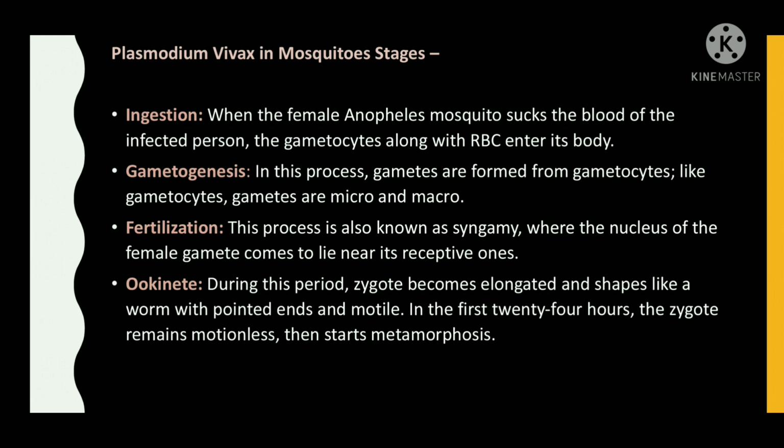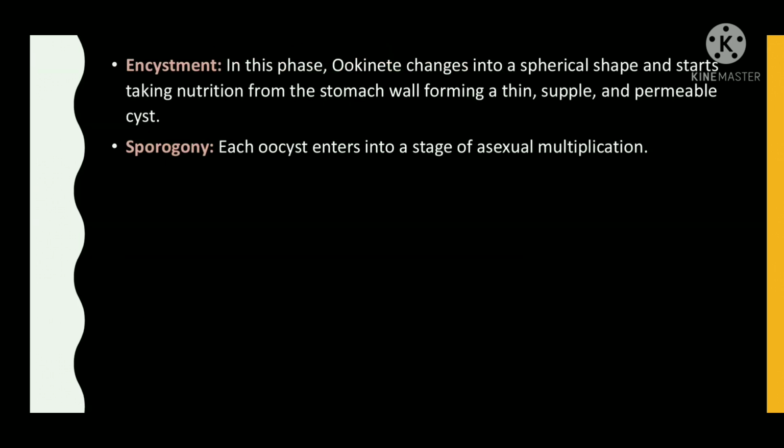Ookinesis: during this period, the zygote becomes elongated and shaped like a worm with pointed ends, and motile. In the first 24 hours, the zygote remains motionless, then starts metamorphosis. Then encystment: in this phase, the ookinete changes into a spherical shape and starts taking nutrition from the stomach wall, forming a thin, supple and permeable cyst. Then the last one is sporogony. Each oocyst enters a stage of asexual multiplication. So this is the shortcut way of the life cycle of Plasmodium vivax.